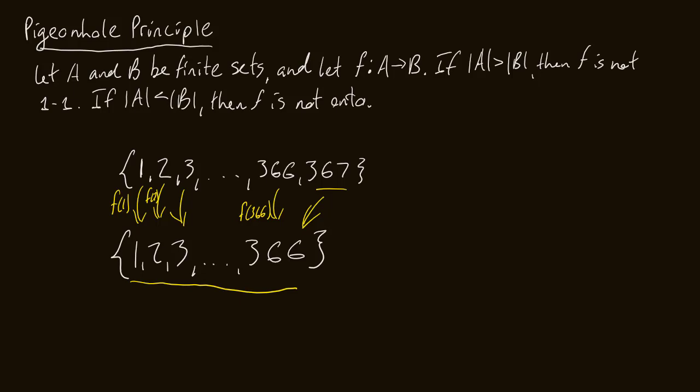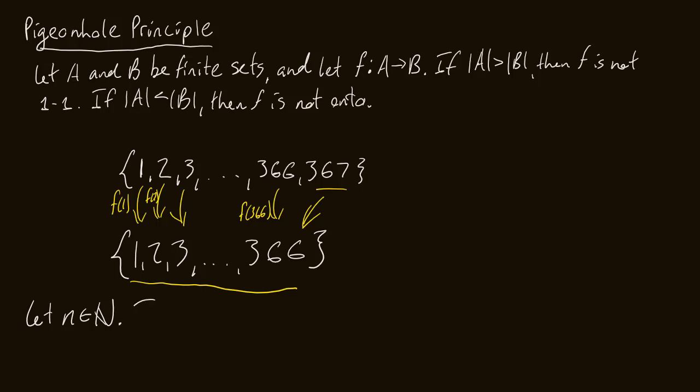I would say by the pigeonhole principle, at least two people were born on the same day of the year. But now let's look at some random math fact. To me this is totally random. Maybe to you it's not, but to me this is random. And we're going to use the pigeonhole principle to show that this is true. So what I'm going to say is, let n be a natural number, starting with our good old natural numbers.